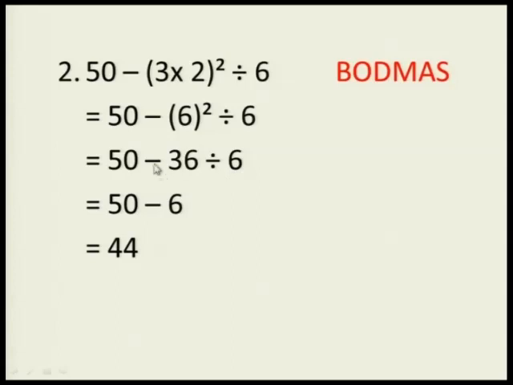And now we've got a subtraction and a division in the same line. So let's look here. Division comes before subtraction, so we're first going to divide. 36 divided by 6 gives you 6. And now we subtract. 50 minus 6 is 44.